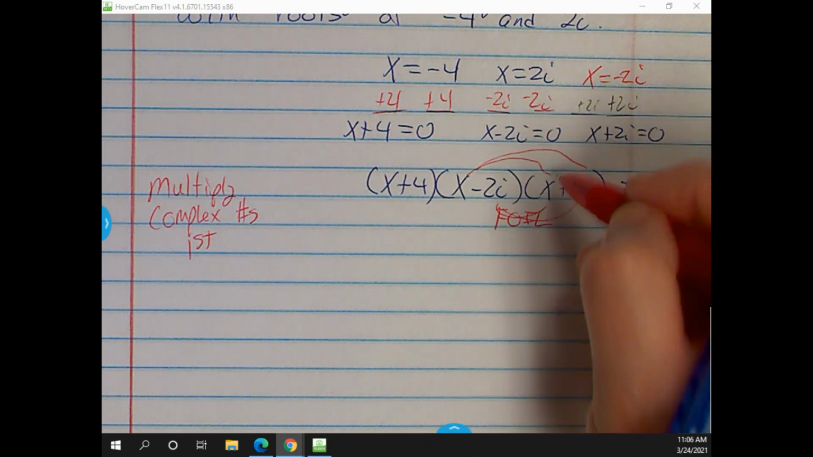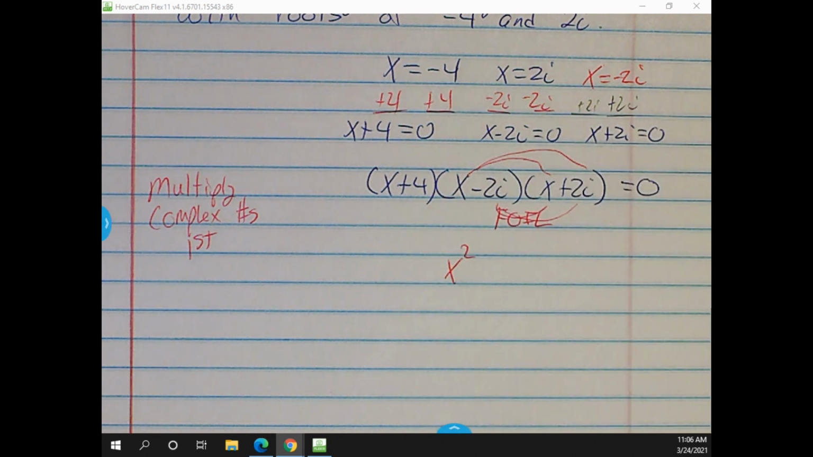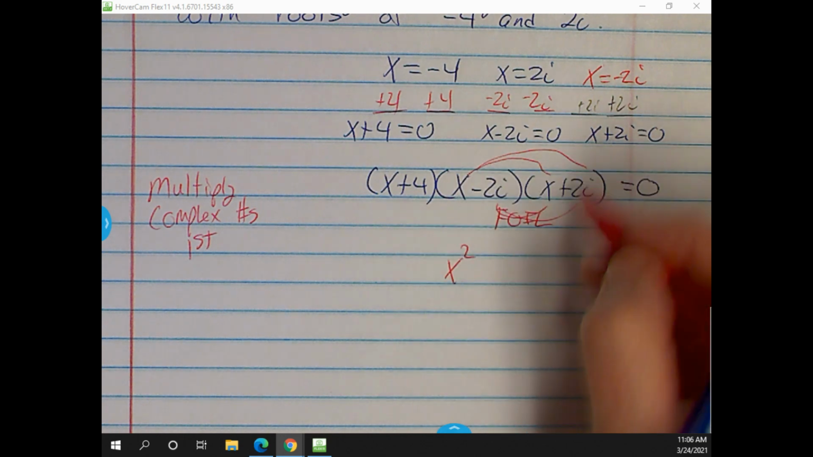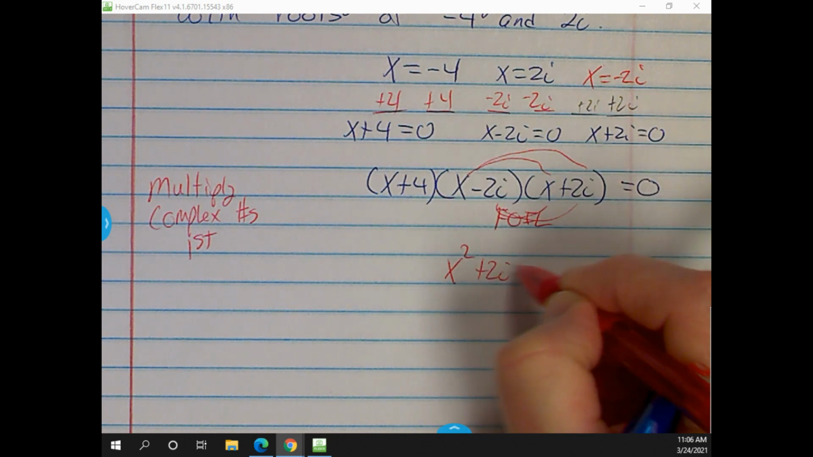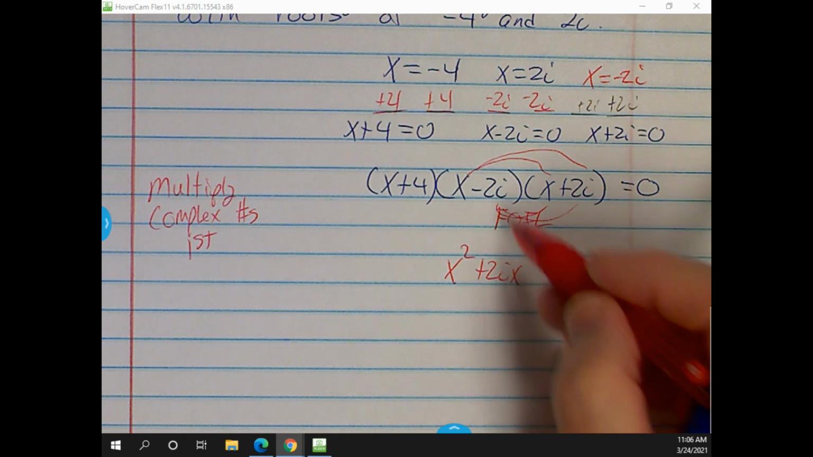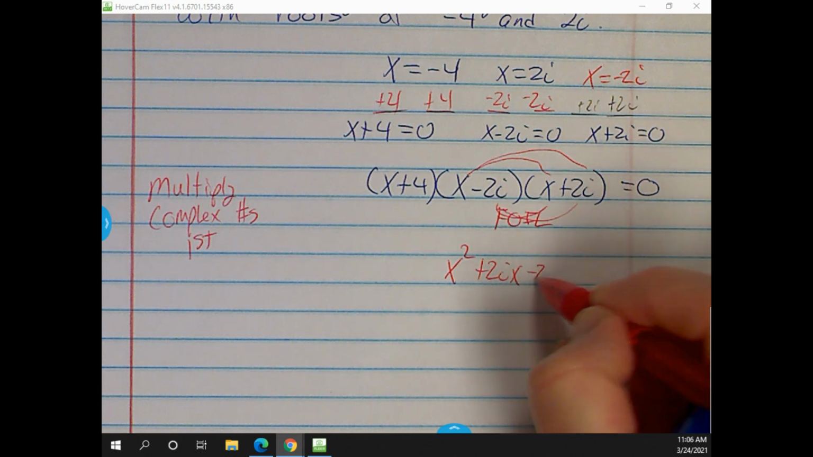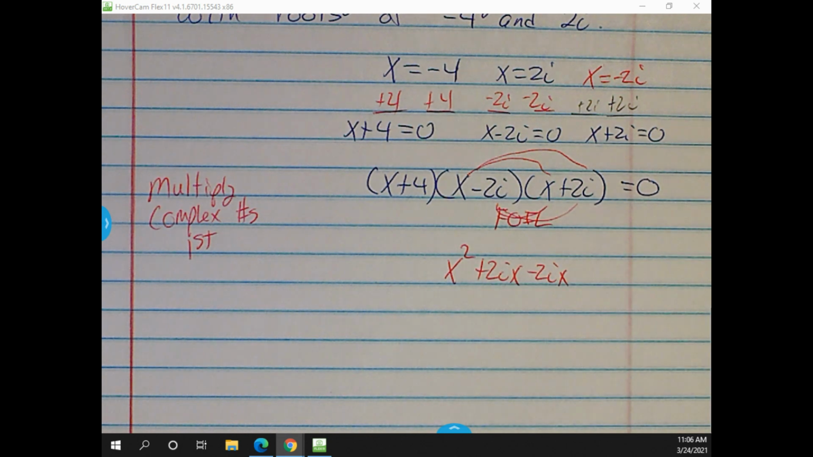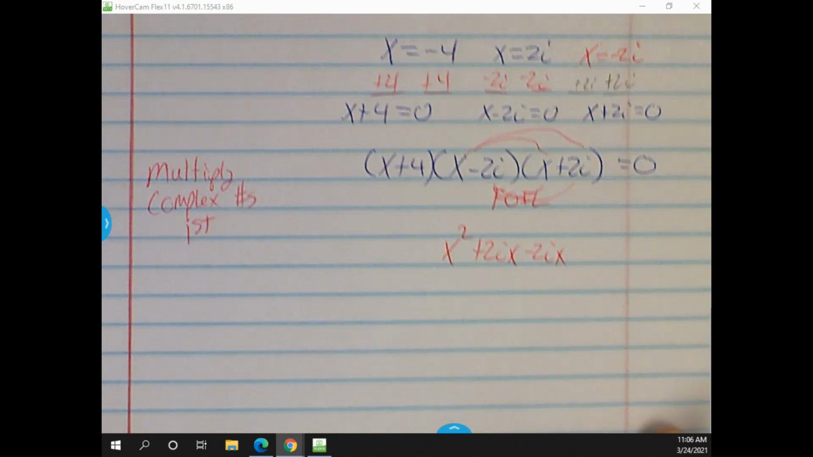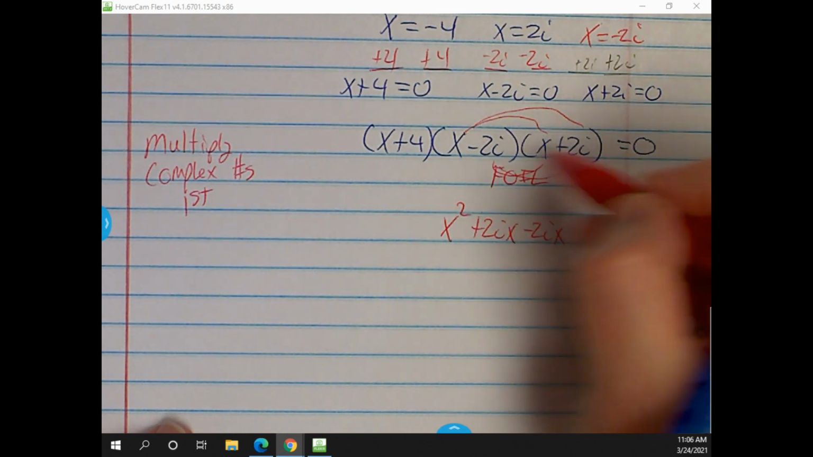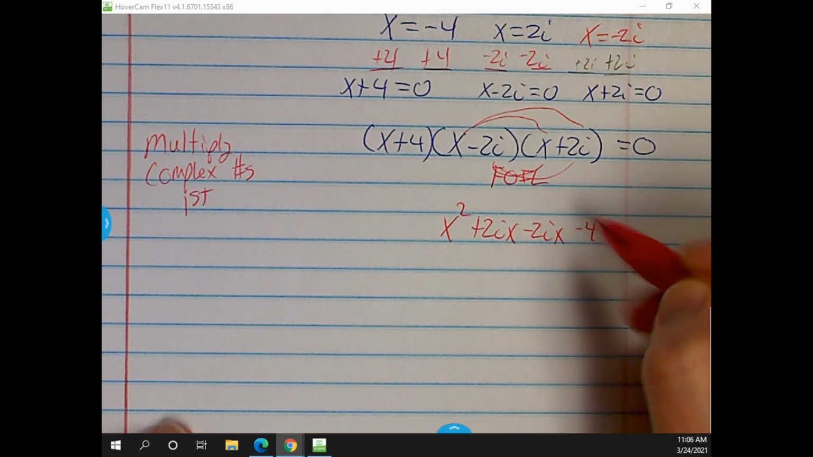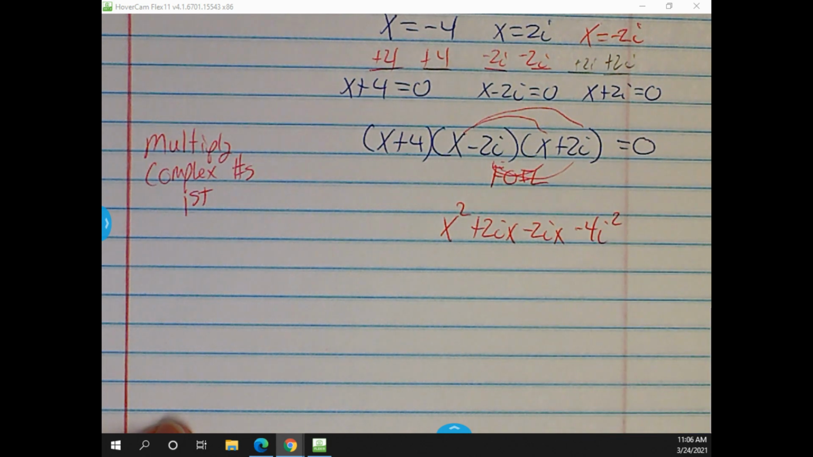All right, so x times x is x squared. We've got x times 2i, that's going to be 2ix. You've got -2i times x, that's going to be the same thing, but it's minus 2ix. And I always like to do this one because sometimes people forget. We're going to do -2 times 2, which is -4. And remember, if you do i times i, that is i squared.